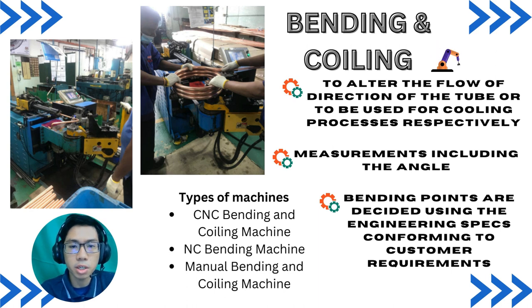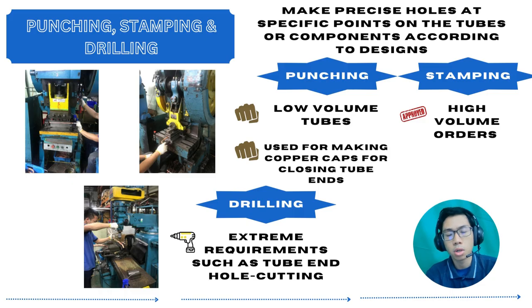The measurements, including the angle and the bending points, are decided using the engineering specs conforming to the customer requirement. The types of machines used for this process include the CNC bending and coiling machine, the seam bending machine, and lastly the manual bending and coiling machines. For the bending and coiling machines, you can look at both images in this slide.